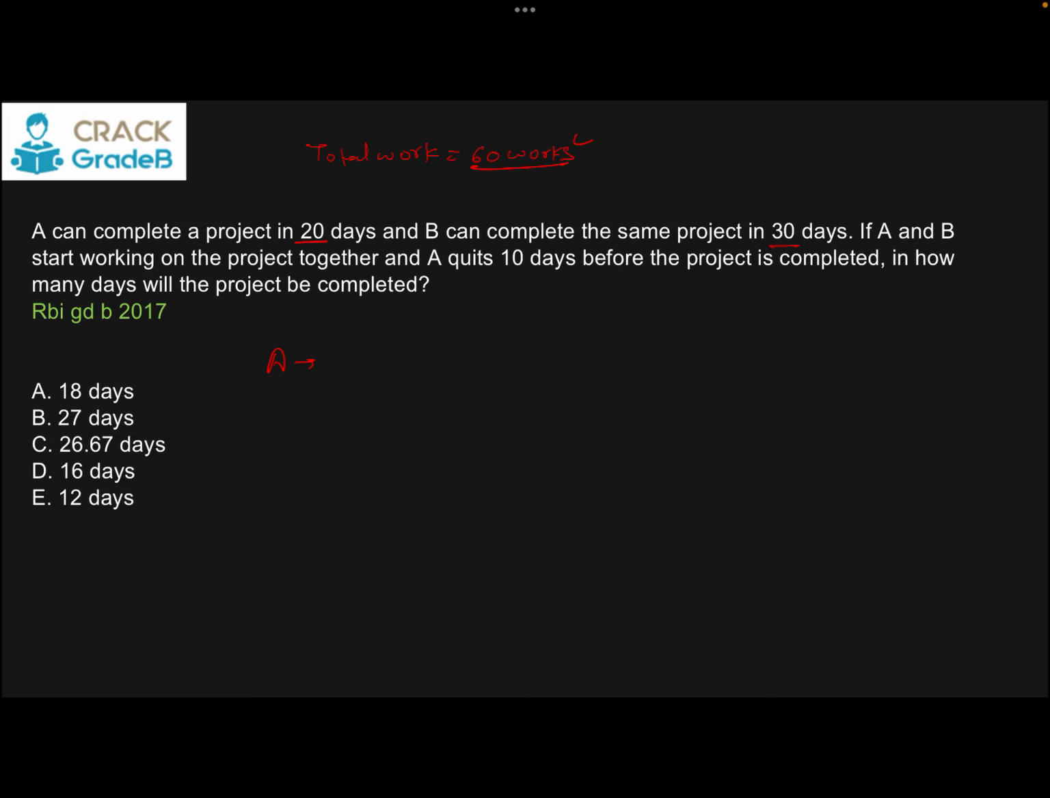Now A does 60 works in 20 days. That means every day he does 3 works. So A's efficiency is 3 works per day. B does 60 works in 30 days, so his efficiency is going to be 2 works per day. Together they are going to do 3 plus 2, that is 5 works per day.